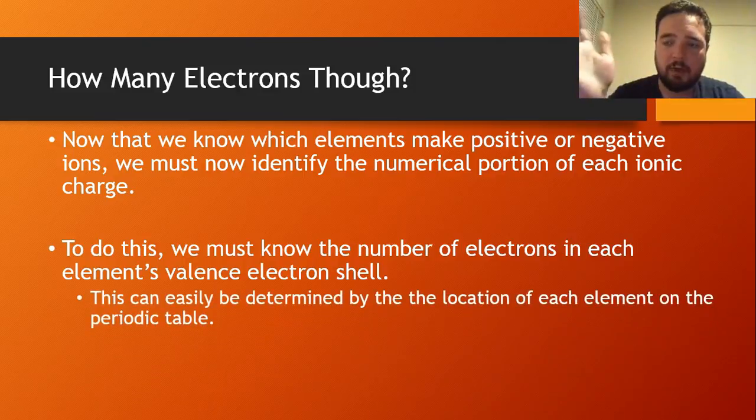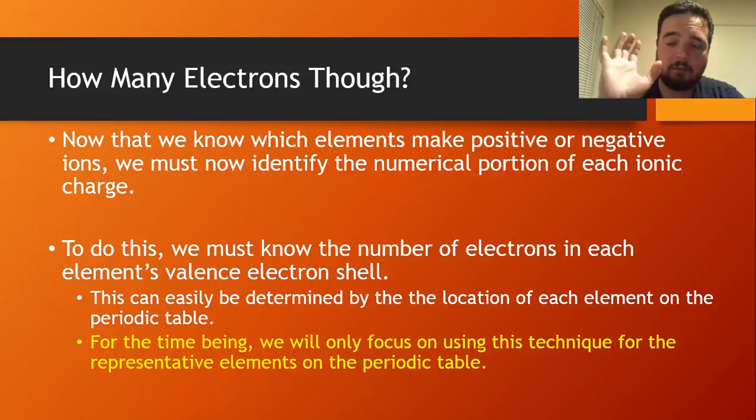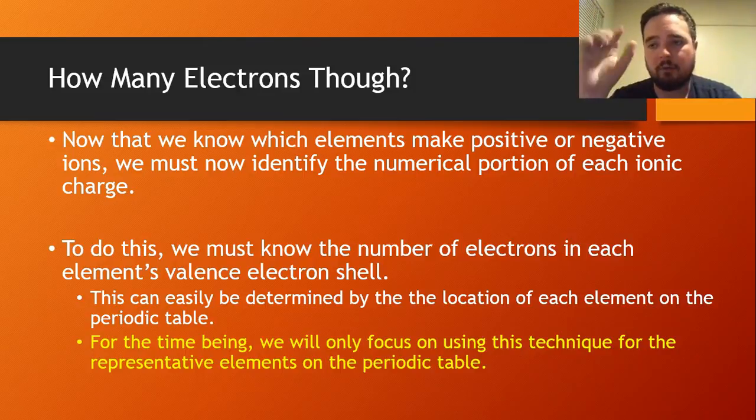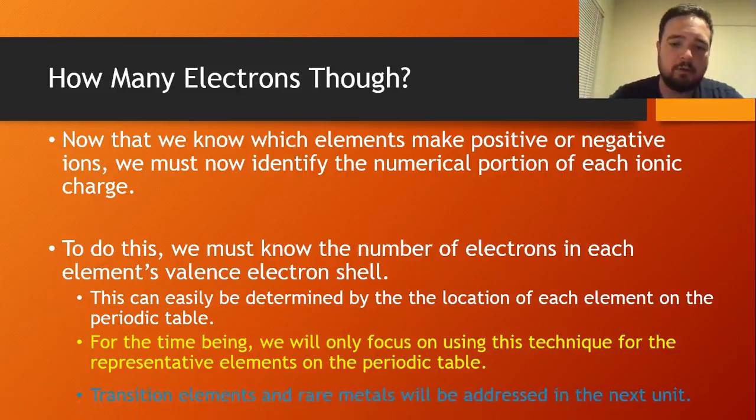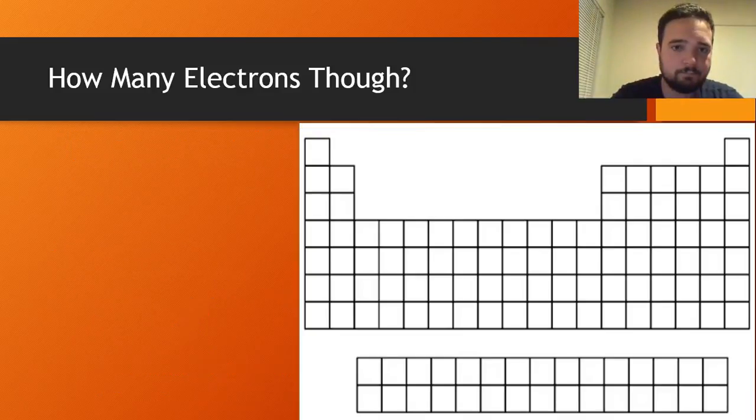So again, this is based on the location of the element on the periodic table itself. For the time being, this rule is only going to apply to the representative elements on the periodic table. So any element that ends with an address of s orbitals or p orbitals is the ones you can really follow this. Transition metals and rare earth metals don't really apply. We'll talk about further what those are in the next unit.